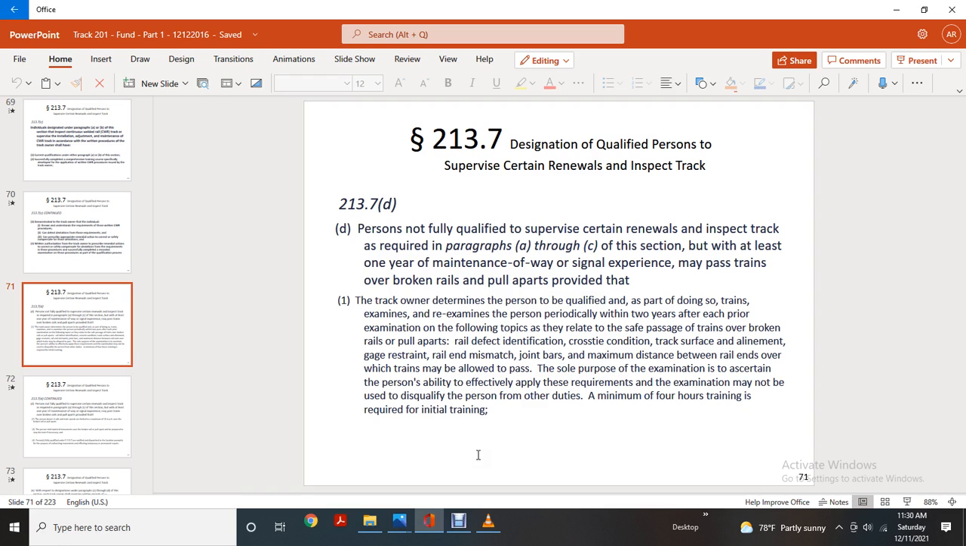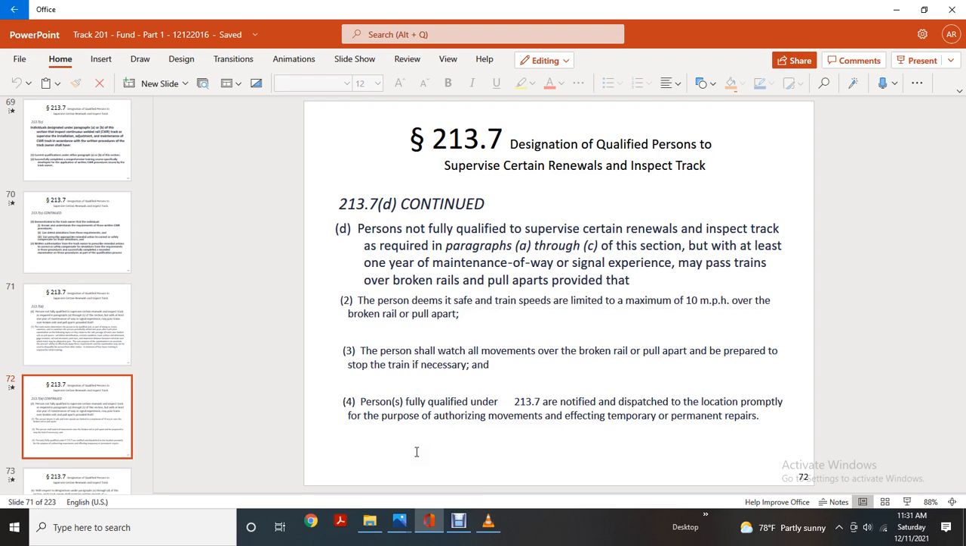The person must be re-examined periodically, every 2 years, on the following topics: the safe passage of trains over broken rails or pulled-apart rail, defective rail identification, crosstie condition, track surface and alignment, gauge restraint, rail end mismatch, joint bar condition, and the maximum distance between rail ends over which a train may be allowed to pass. The sole purpose of the examination is to determine the person's ability to effectively apply these requirements; failing it may not by itself disqualify the person, provided they have the minimum of 4 hours of training required as initial training.